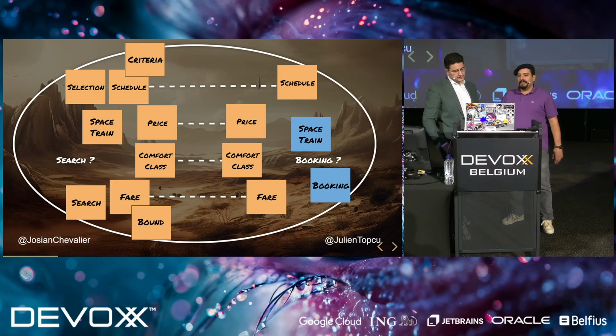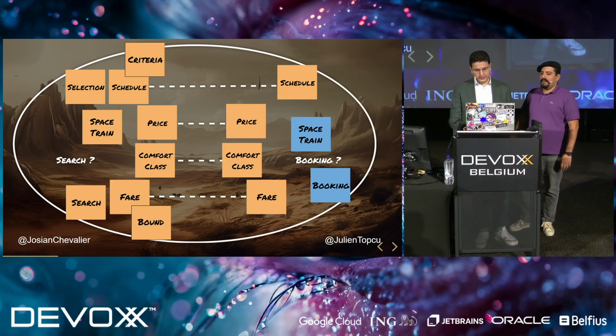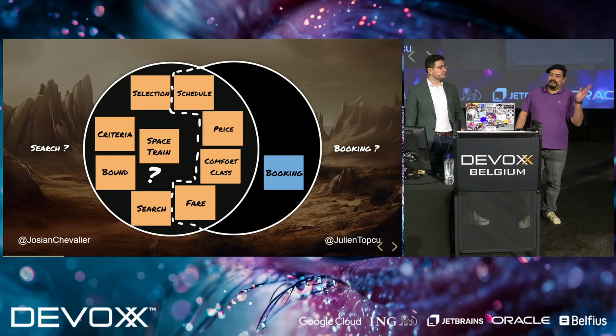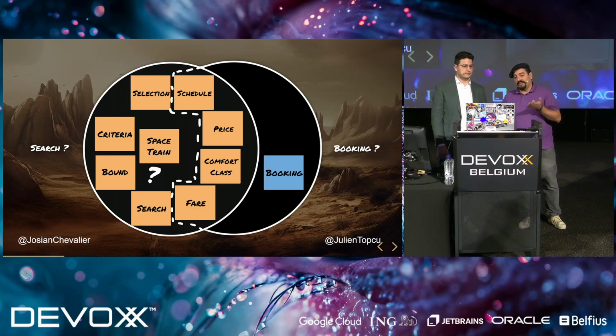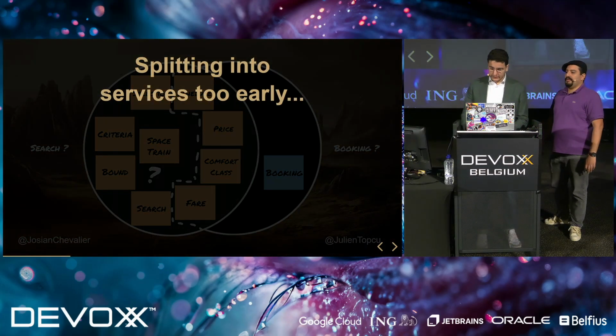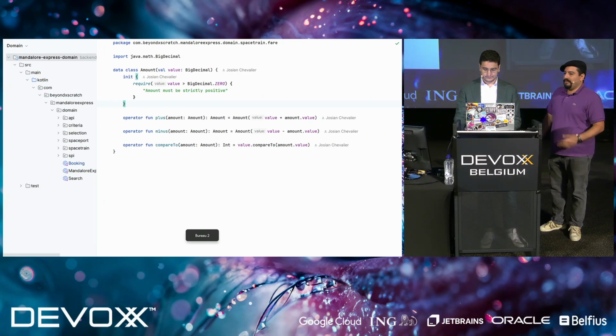Okay, I get your point. I see we still have some coupling, but it's mostly because we haven't found the right boundaries between the search and the booking yet. No, the thing is that we are trying to split into services too early. No, and I know just the thing that can help you find these boundaries perfectly. And what is that thing?